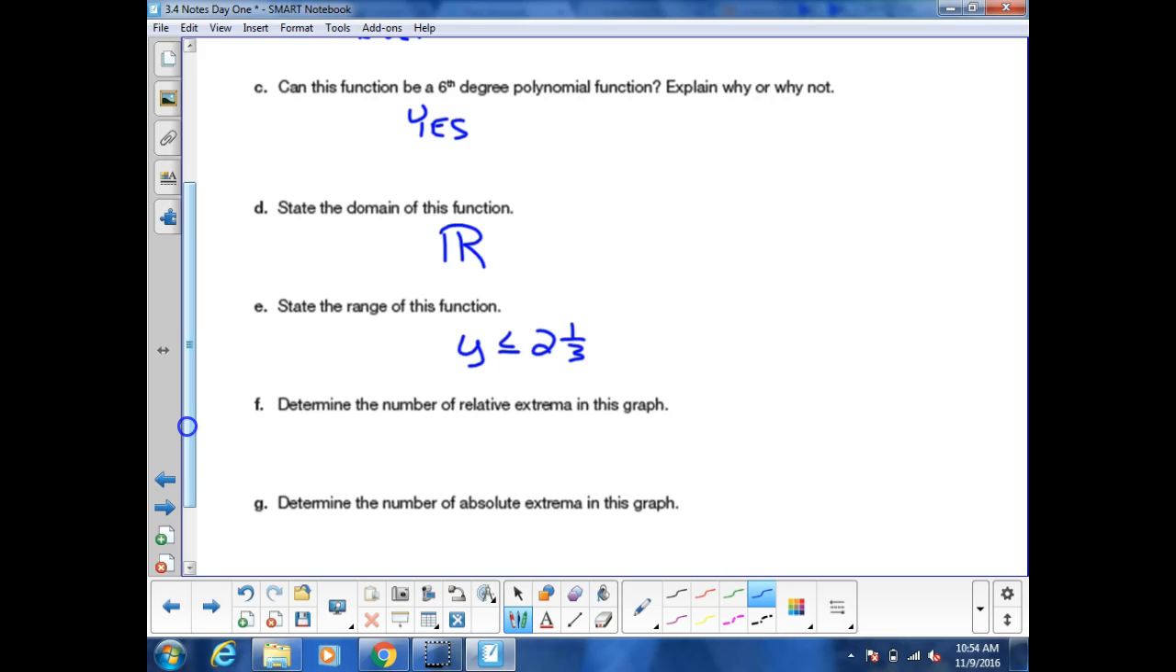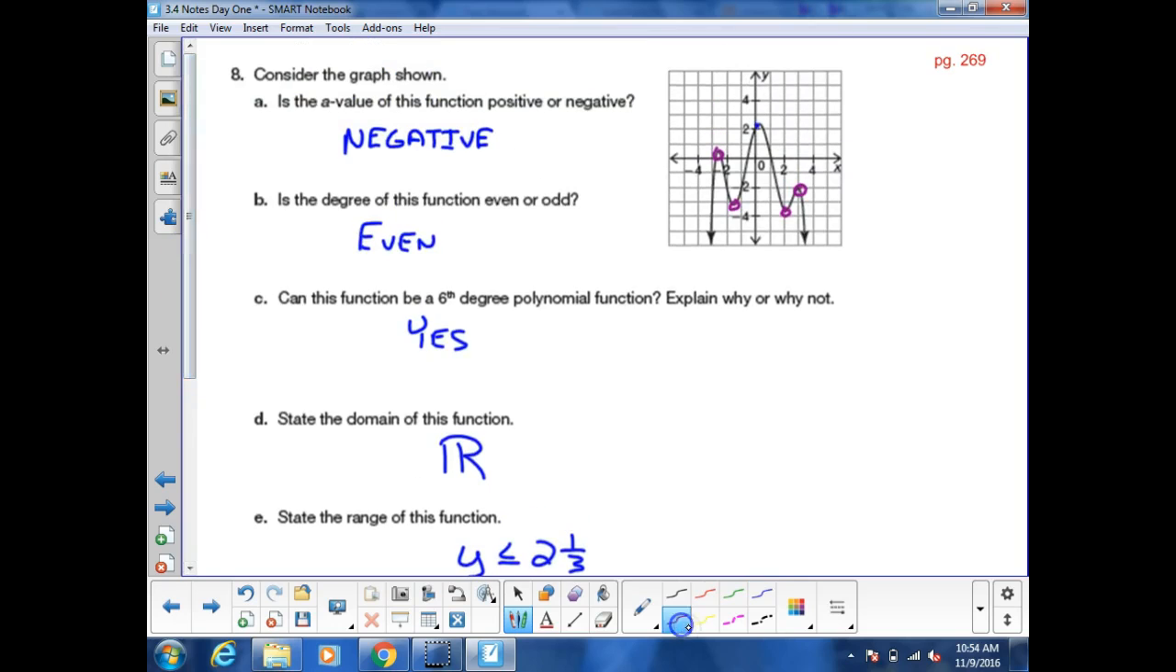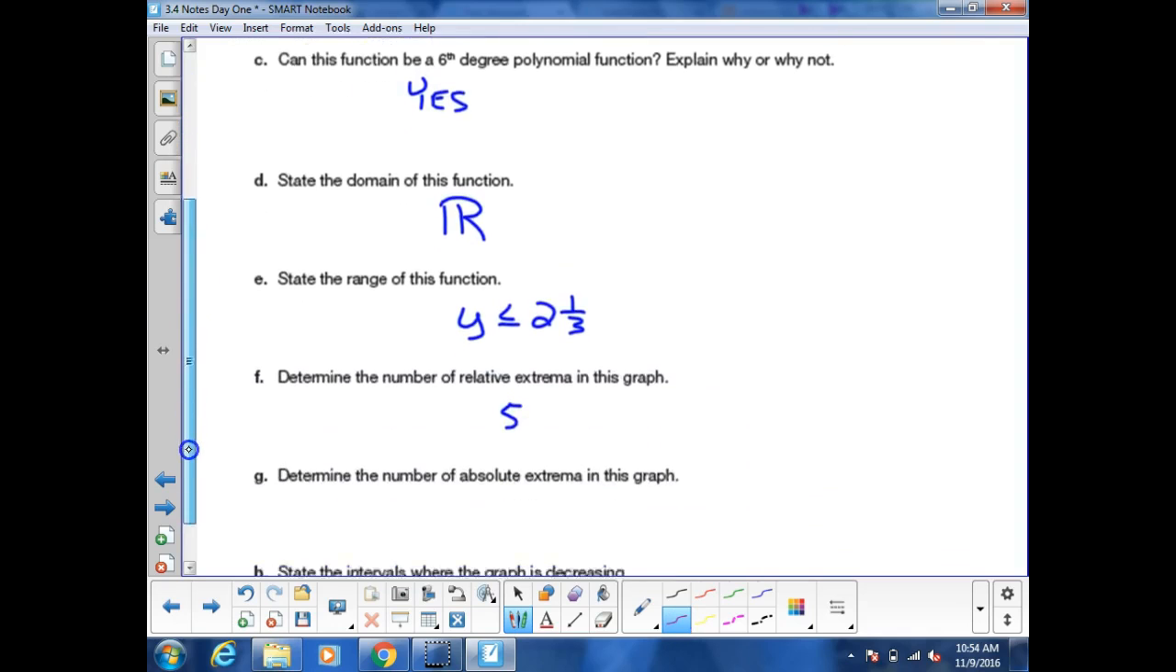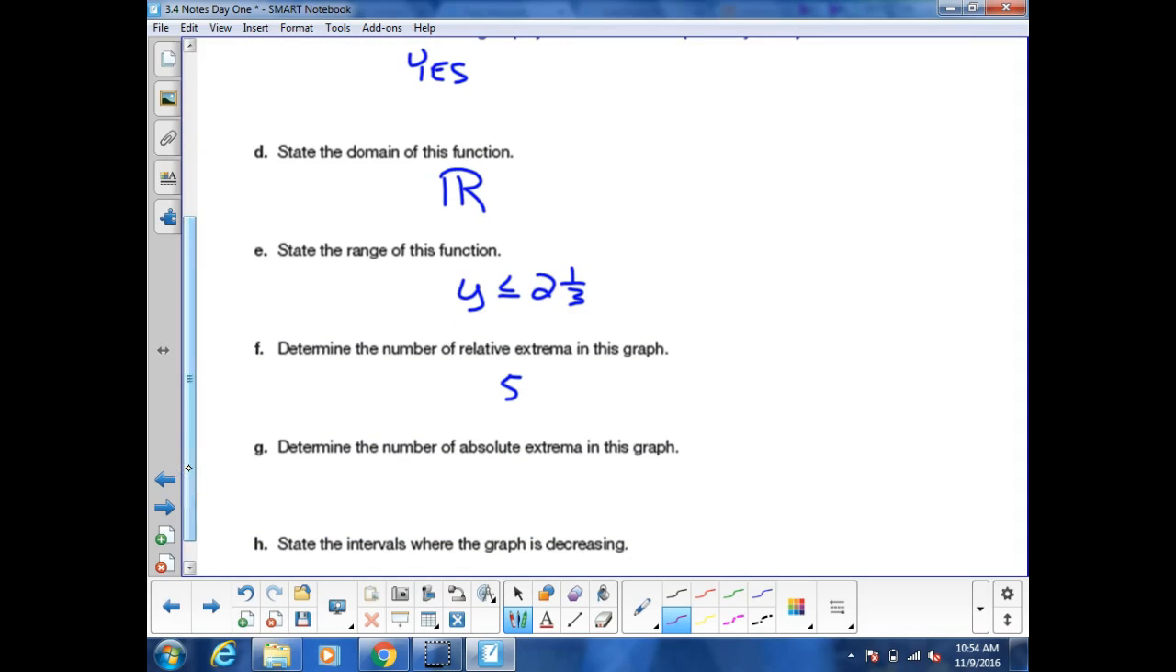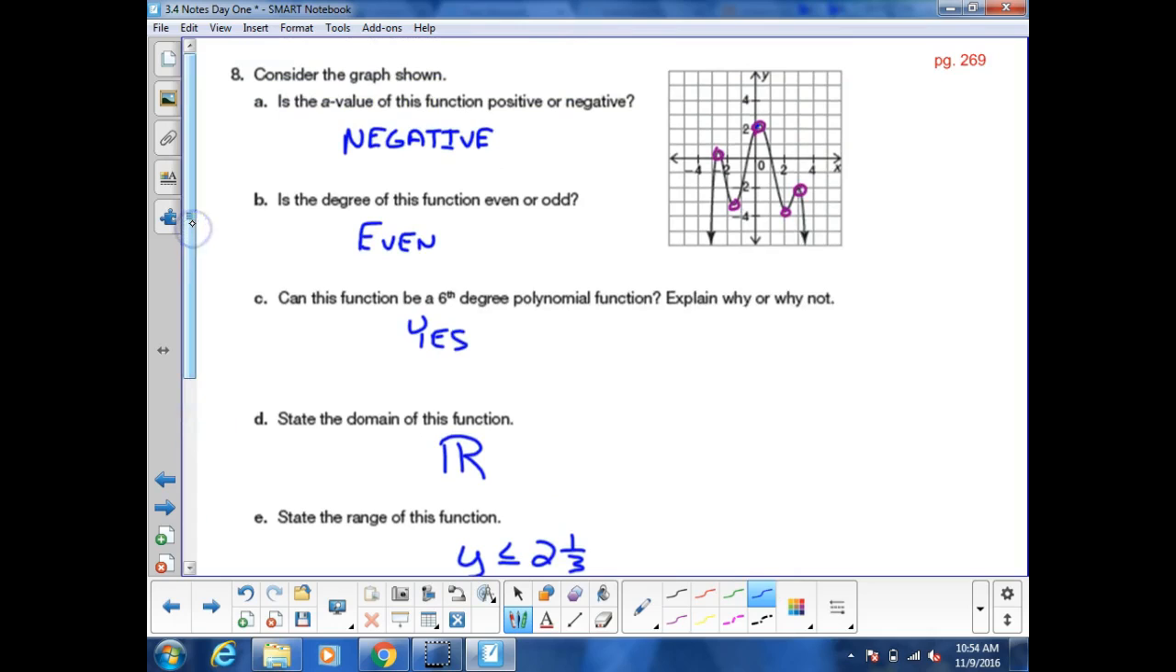Okay? Determine the number of relative extrema on this graph. We said that there were 5 of them. 1, 2, 3, 4, 5. Okay? Are any of them absolutes? One of them is an absolute, and it just happened to be that one that we were just talking about. This one right here is an absolute maximum, because the function will never get any higher than that.